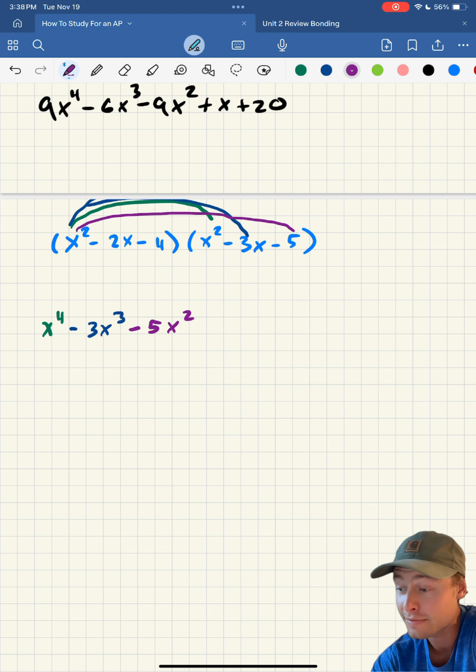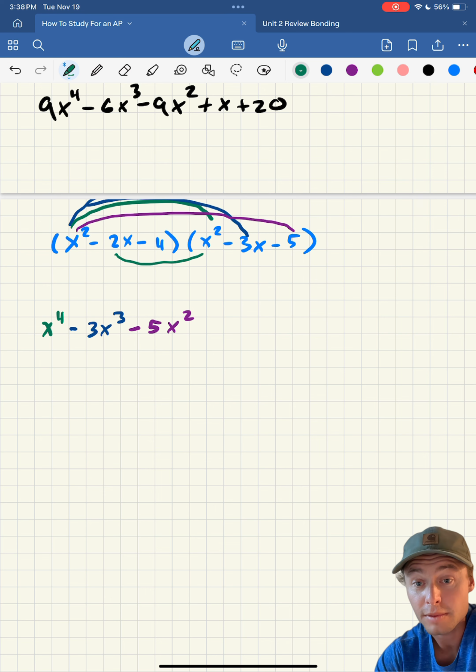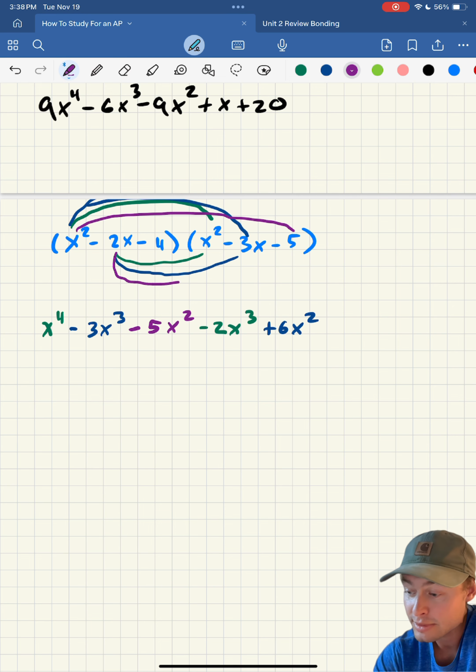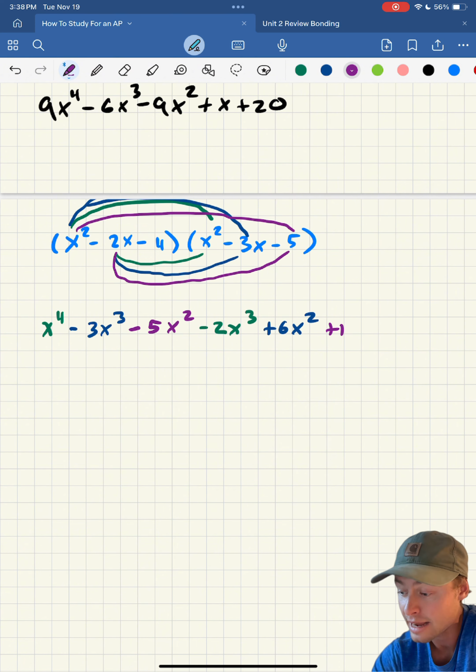And then you do that again for the second term on the left. The second term on the left times the first term on the right. Negative 2x times x squared is negative 2x cubed. Then you do the second term on the left times the second term on the right. Negative 2x times negative 3x is positive 6x squared. And then you do the second term on the left times the third term on the right. Negative 2x times negative 5 is positive 10x.